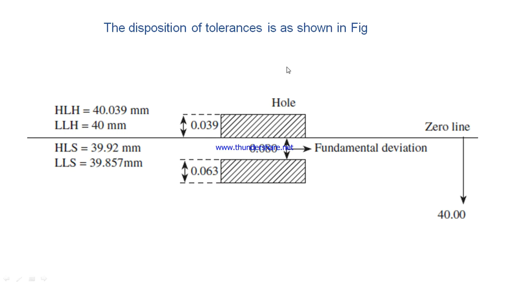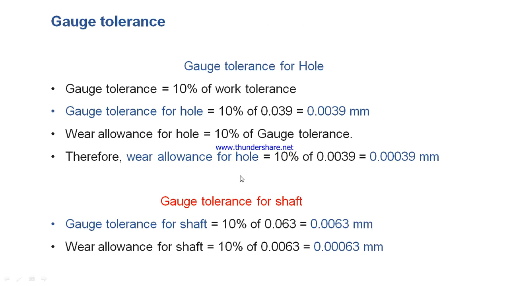So this is the disposition of tolerance as shown in the figure. This is the fundamental deviation. This is the lower limit of hole. This is the higher limit of hole. This is the fundamental deviation. So this is the higher limit of shaft and lower limit of shaft.